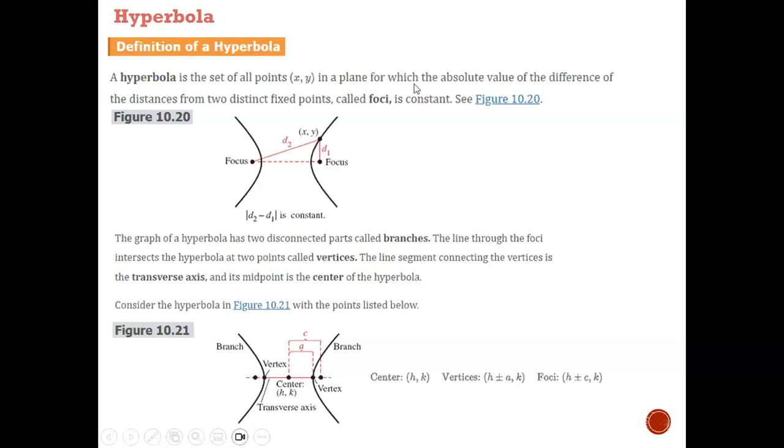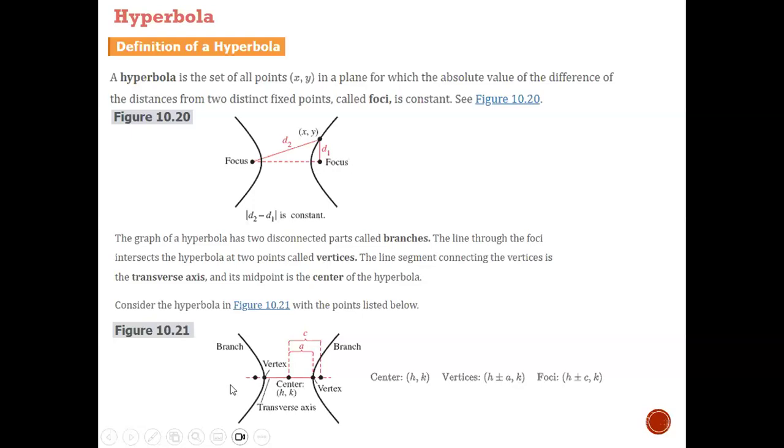So a hyperbola is a set of all points in a plane for which the absolute value of the difference of the distances from two distinct points called foci is constant. I don't know if you remember the ellipse we just did. The distance from any point on the ellipse to the two foci, you add them up, was constant. This time, if you subtract the distances from a point on our hyperbola to the two foci and take their absolute value, which means you make it positive all the time, that is constant, okay? So the graph of the hyperbola has two disconnected parts called the branches.